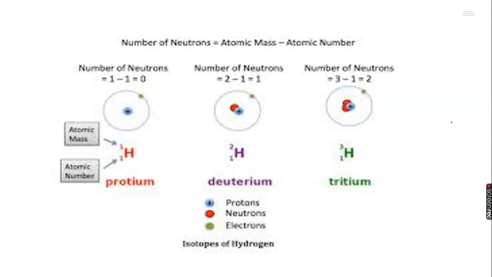Then for hydrogen, I just replicated it here: hydrogen-1, which is protium, this is deuterium, and this is tritium.